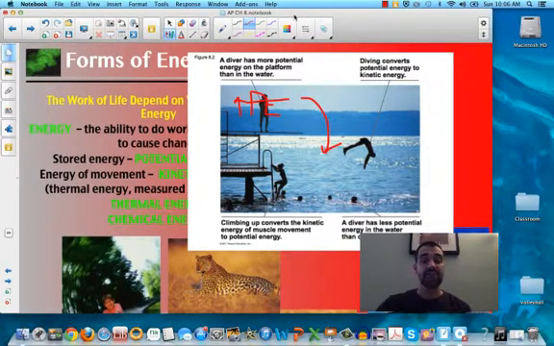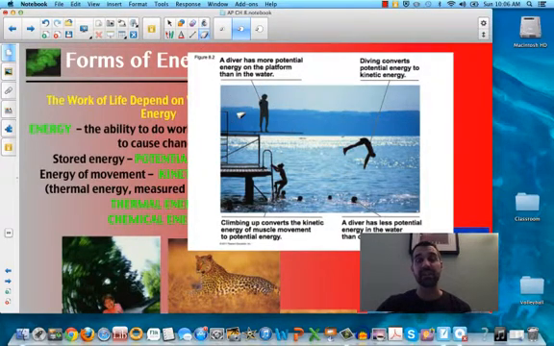When that energy, when that diver, or when this high potential energy, this energy based on position, changes, we do not destroy the energy, we simply convert it.